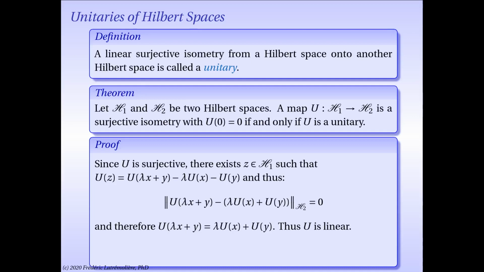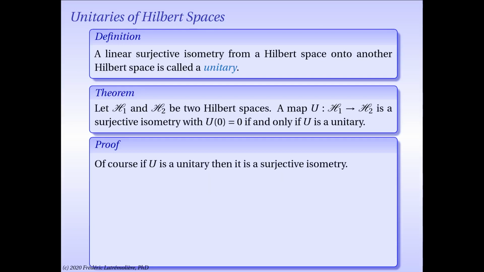As a linear surjective isometry, u is a unitary by definition. Now, of course, if u is a unitary, then u is a surjection, an isometry, and being linear, it maps the 0 vector to the 0 vector. And so we have shown our equivalence.